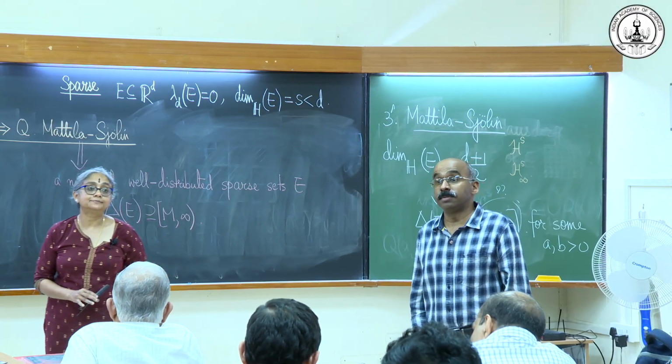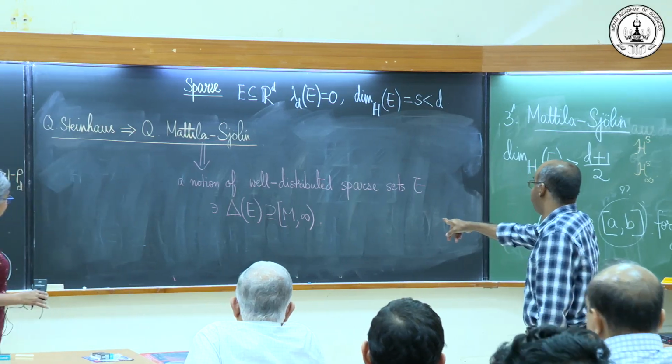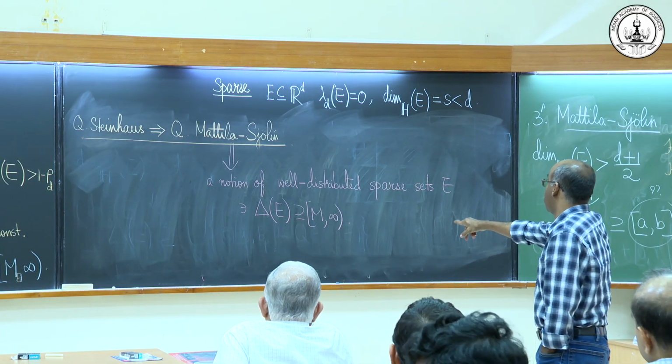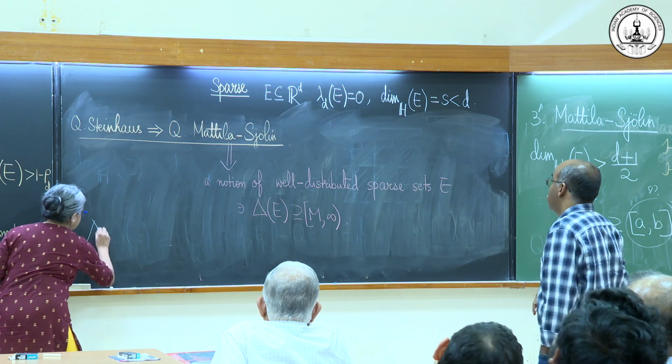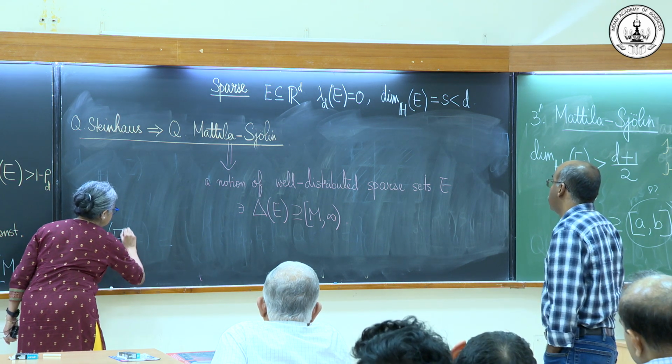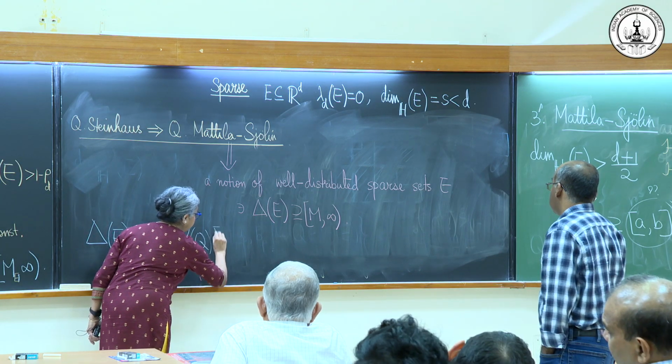Any other questions? Yes. Here the result was L2 times A. Yes, I'm going to write it just so that, yeah. So delta E, so you are talking about the quantitative Mattila-Sjölin, right? So L^q, A and B, yeah.